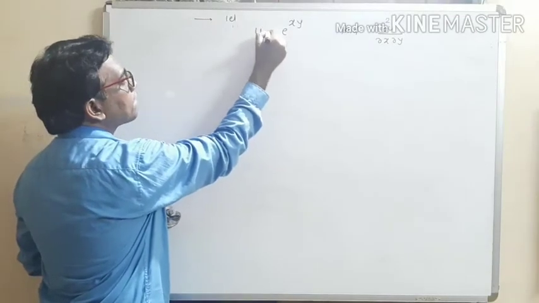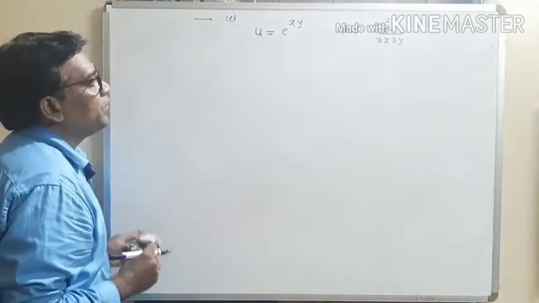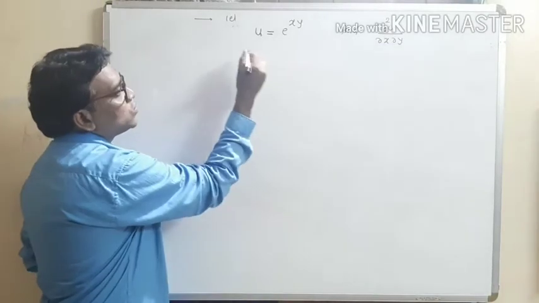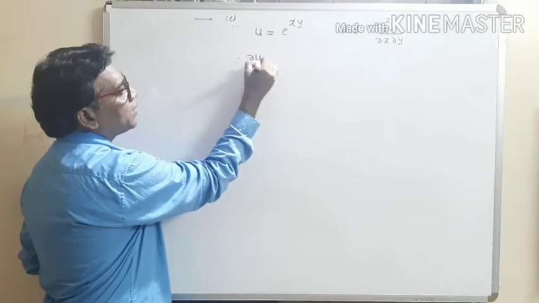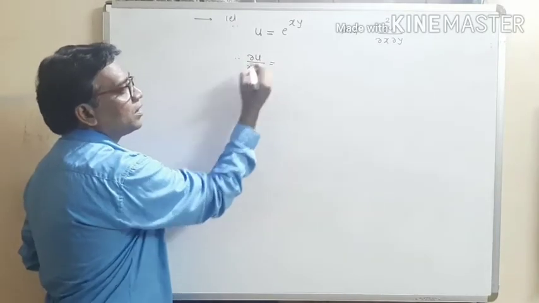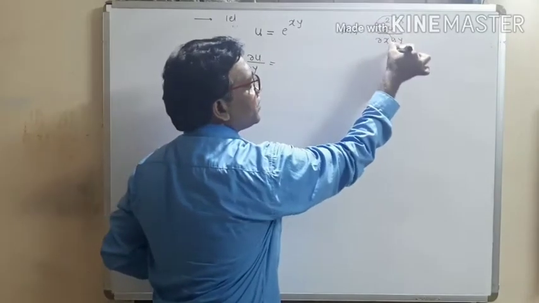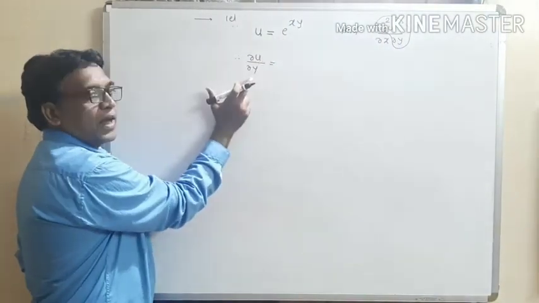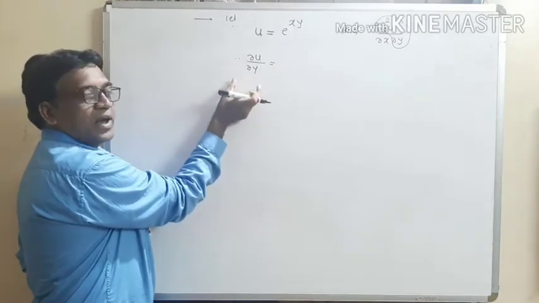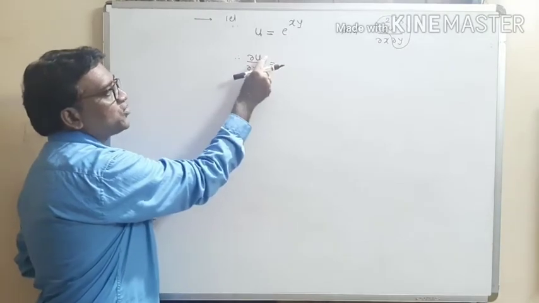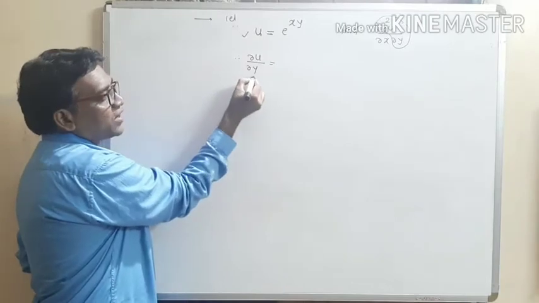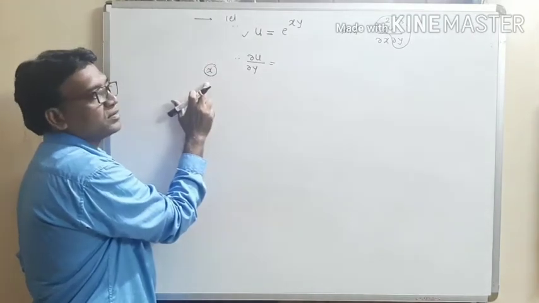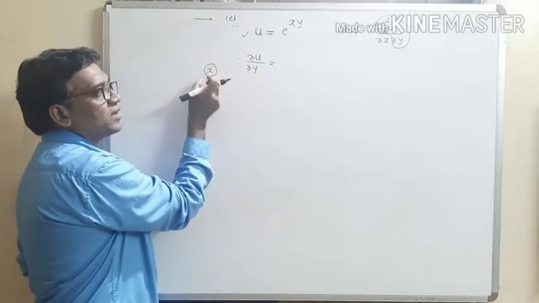Let u is equal to e raised to xy. Find out this partial derivative ∂u/∂y. First of all, find out this partial derivative with respect to y. So how to get ∂u/∂y? Differentiating u partially with respect to y by treating the remaining variable constant. So we have to treat x as the constant term.